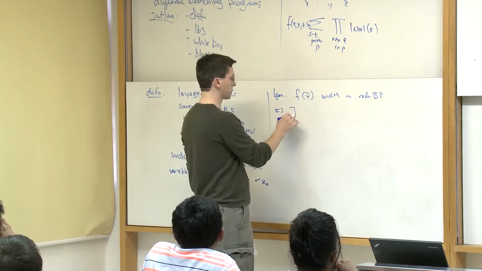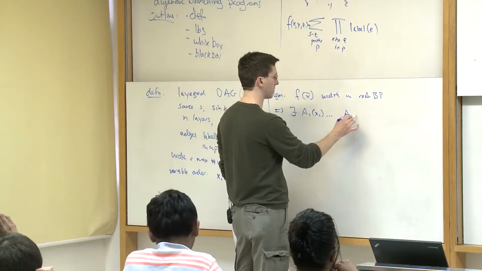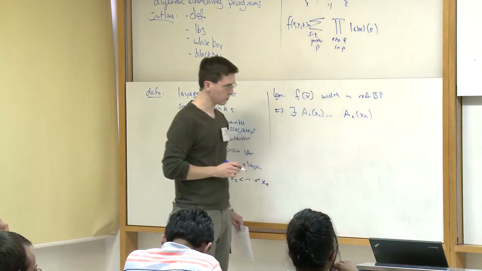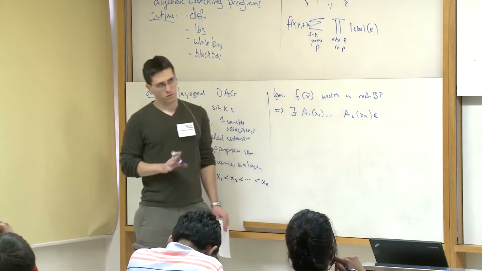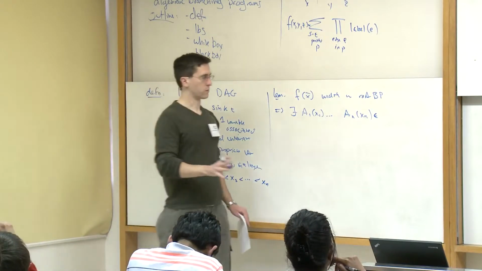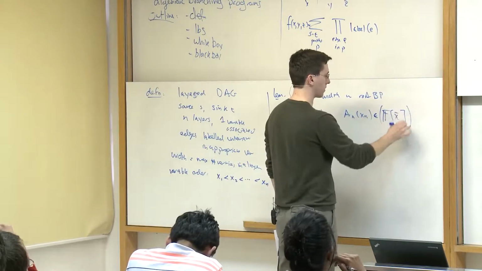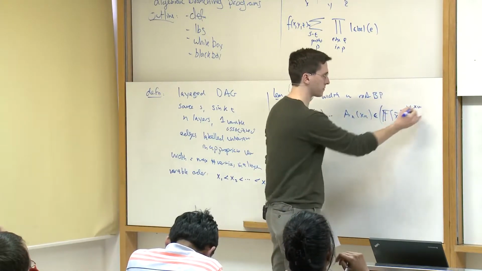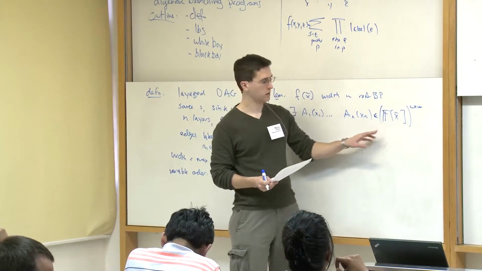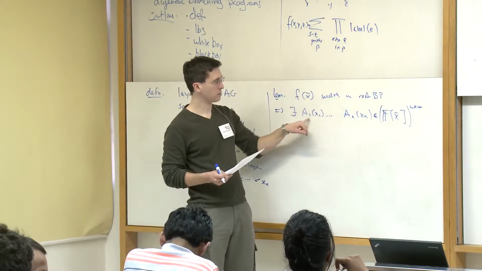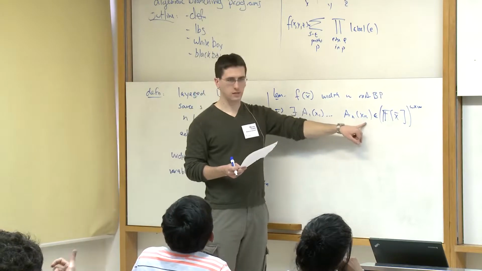This implies that there exist A1 of x1 up to An of xn, where these are going to be matrix valued polynomials. So let's parse this for a second once I write it. They're going to be matrices whose entries are polynomials. And the point is that A1 will only be a W by W matrix whose univariates depend on x1. An only depends on xn.